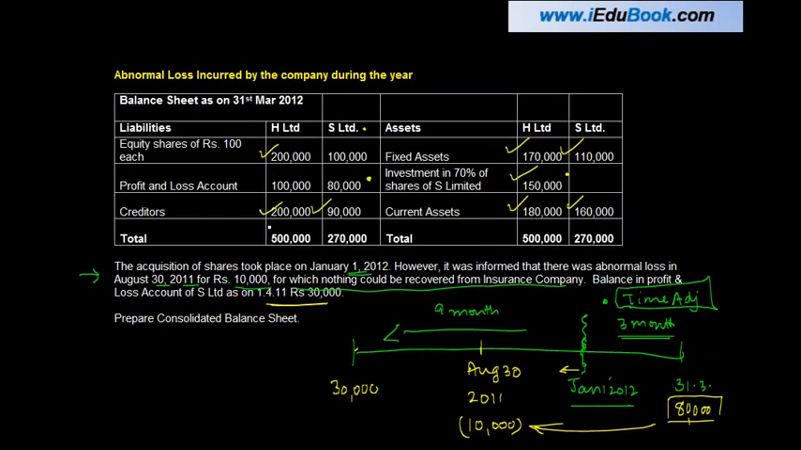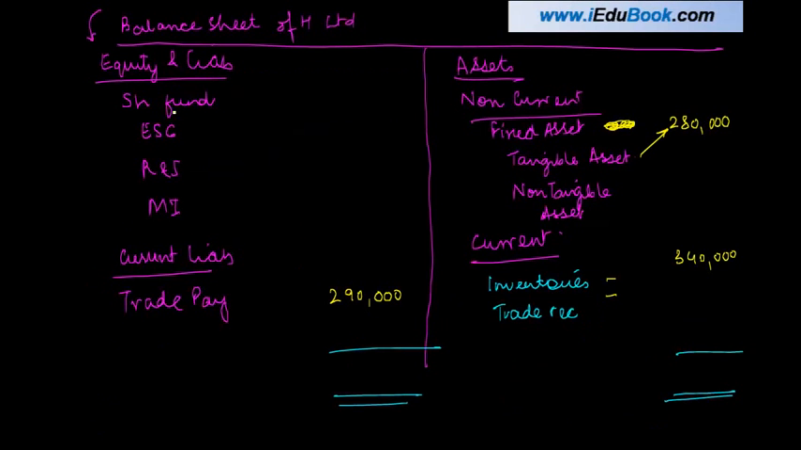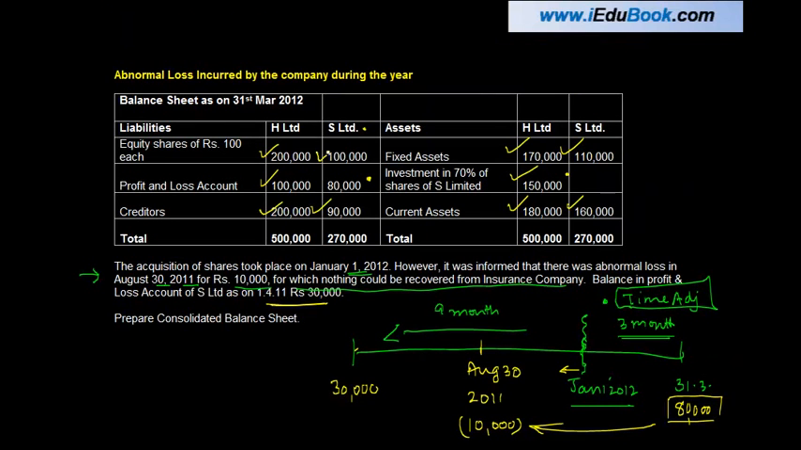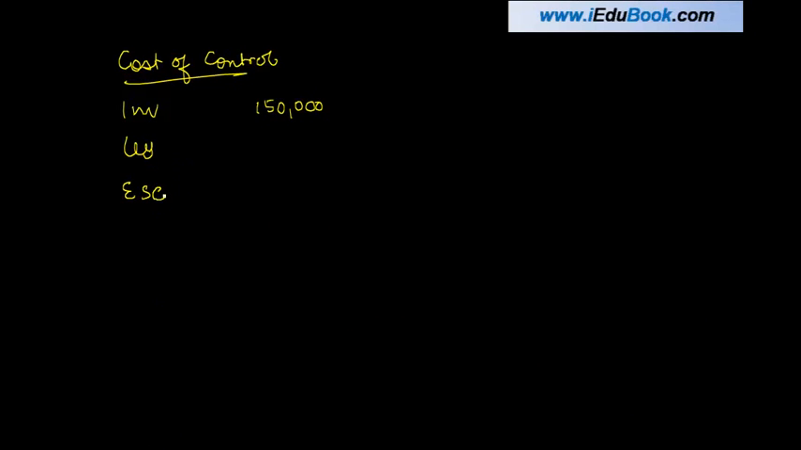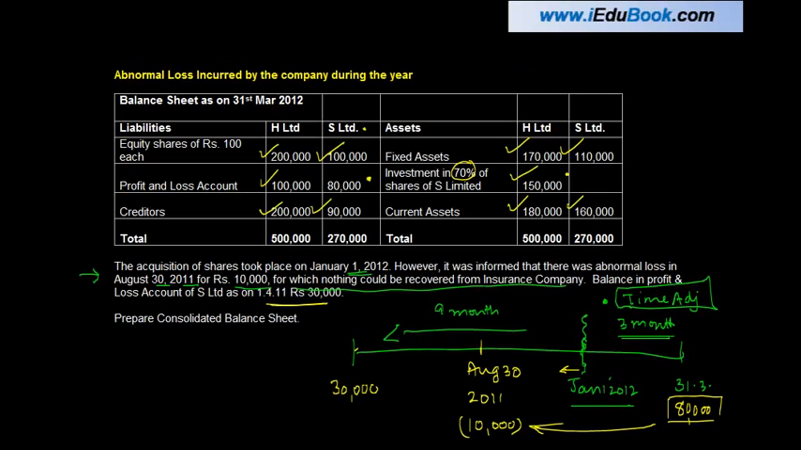Equity share capital 2 lakh, profit and loss account 1 lakh. The profit and loss account forms part of this, 1 lakh is the balance, and we'll see how we move forward in the rest of the things. Equity share capital of S is 1 lakh. How much do we own? 70%. So in cost of control, less equity share capital 70,000. The balance 30% belongs to the minority. So I have bifurcated this equity share capital as 30,000 in the minority section.